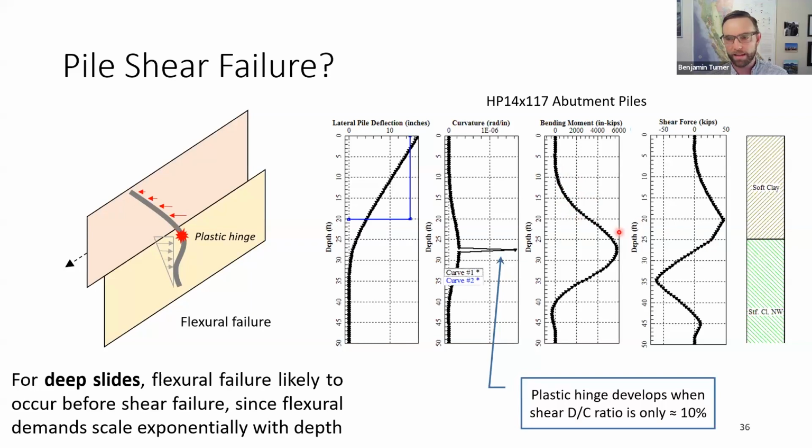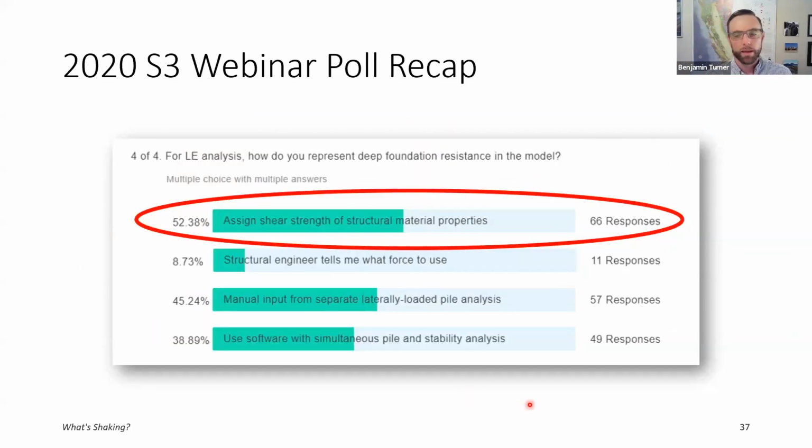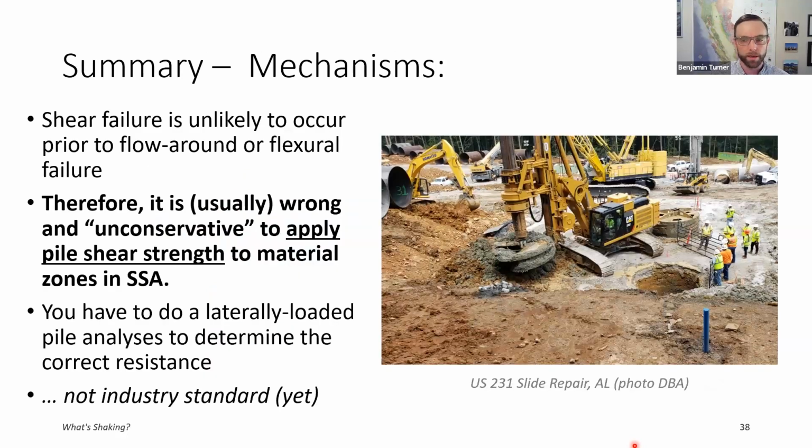So you can almost see that in these two plots when you compare them to each other. And for that reason, your moment is always running up higher than your shear force. Okay. We did a poll during a DFI S3 event about three years ago, where we asked people how they did this prior to seeing this presentation, and more than half of them indicated that they are using the structural shear strength of the pile material in slope stability analysis. So there's definitely a gap between what's being done in industry and, I think, what's more appropriate to capture the mechanics of what's going on here.